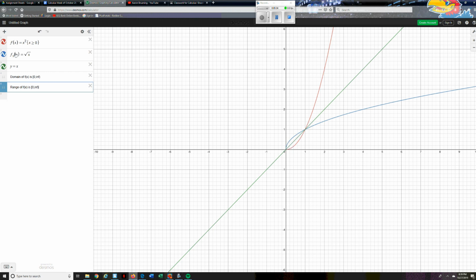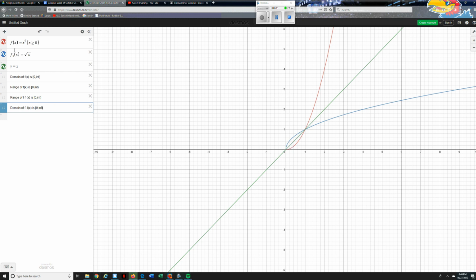And so if you'll notice, when we do this, let's do this appropriately. The range of f inverse is the same thing, 0 to infinity. And the domain of f inverse is 0 to infinity. All right.